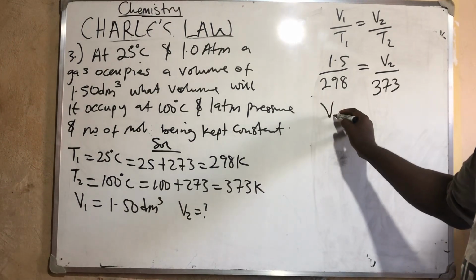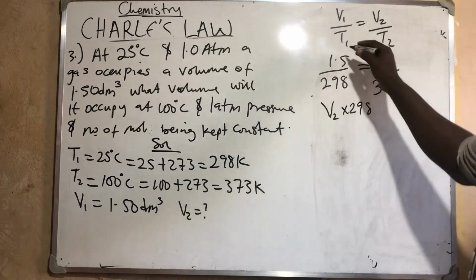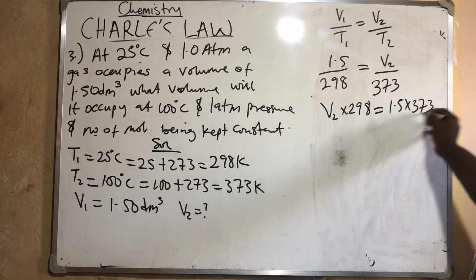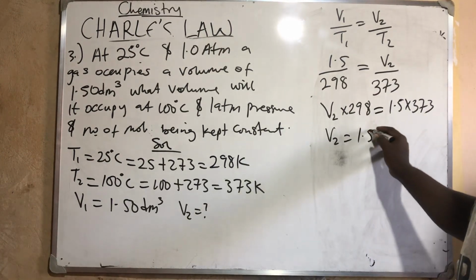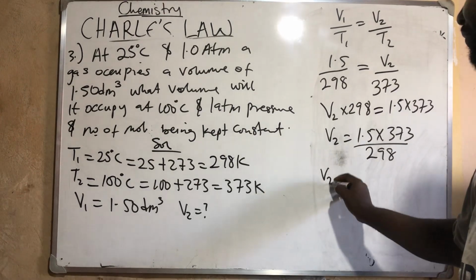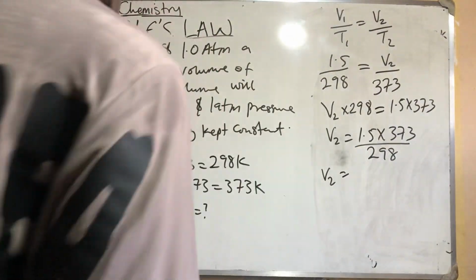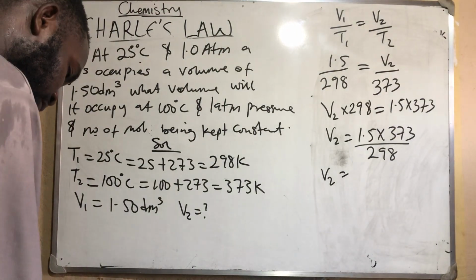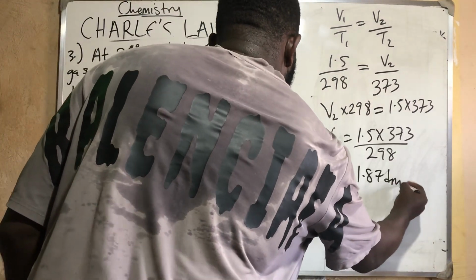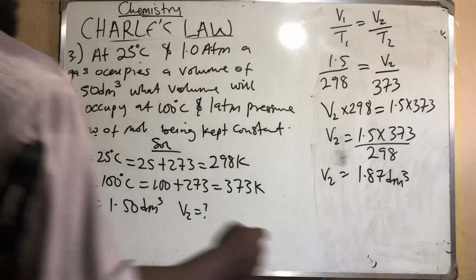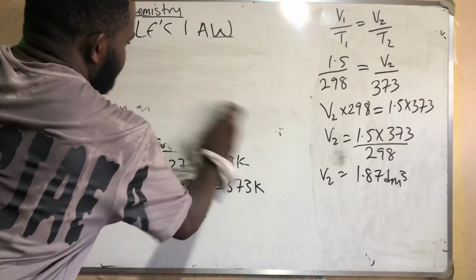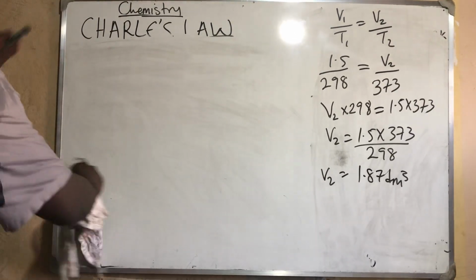So if you cross multiply, you have V2 times 298 is equal to 1.5 times 373. So my V2 will now be 1.5 times 373 divided by 298. If you divide that, you will have 1.87 dm cube. All right. So you see that these questions are very, very simple. Once you know your formula, it's very simple. All you need to do is to know your formula.